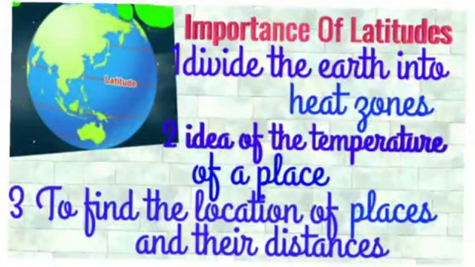In short, we can say latitudes form an idea of the temperature of a place. With the help of latitudes, we can divide the earth into heat zones. With the help of latitudes, we can find out the distance of a place from the equator. Even latitudes help us to find out the exact location of a place. That is all about the importance of latitude.